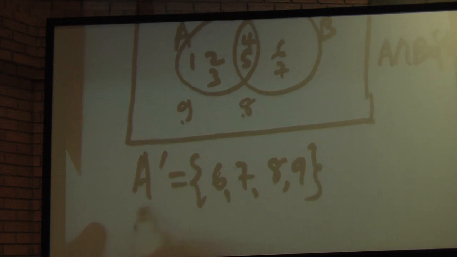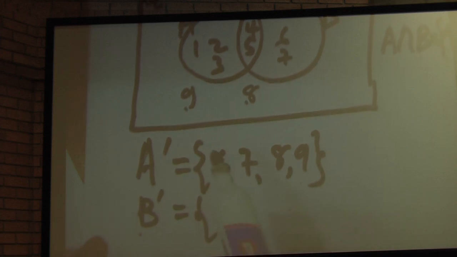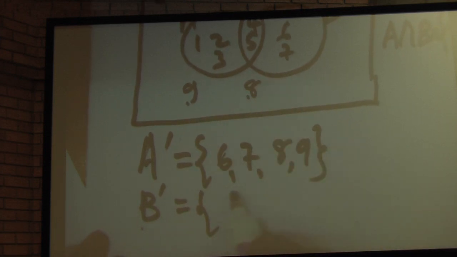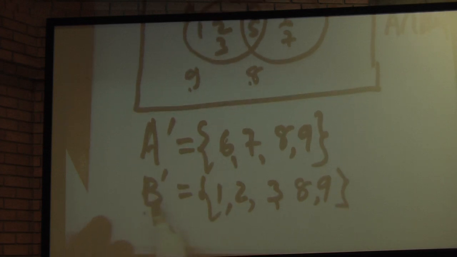We may also be asked, what about B complement? B complement would be the elements that are not found in B. Which ones are these? These would be 1, 2, and 3, and what else? 8 and 9. These are elements in the universal set as well as A, but are not found in B. So that would be B complement.